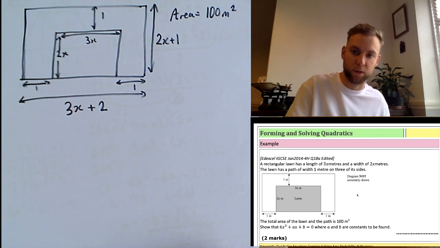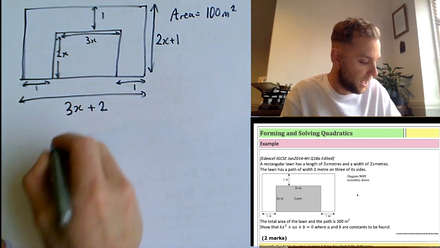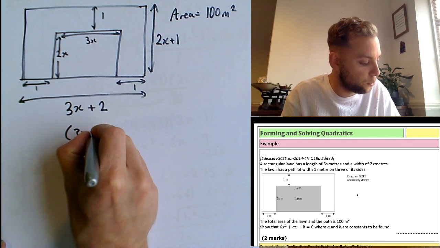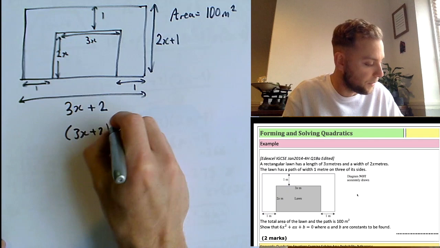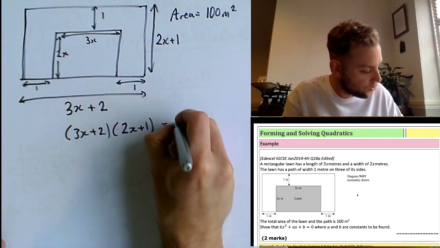So now we've got to form our equation. So we know it's going to be length times width, and it's equal to that. So it's going to be 3x plus 2 times 2x plus 1 is equal to 100.